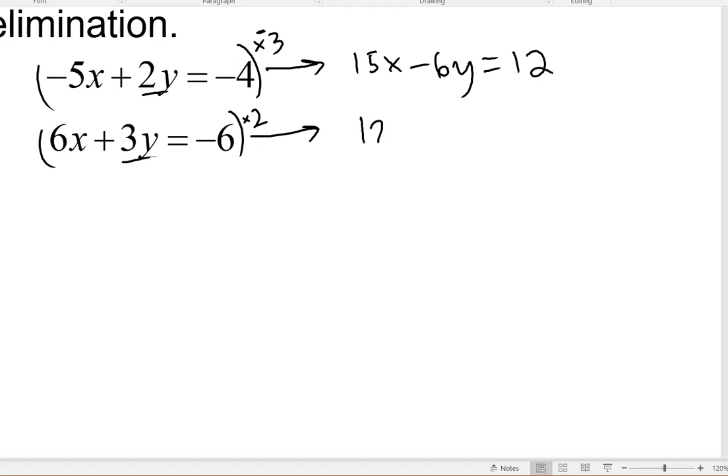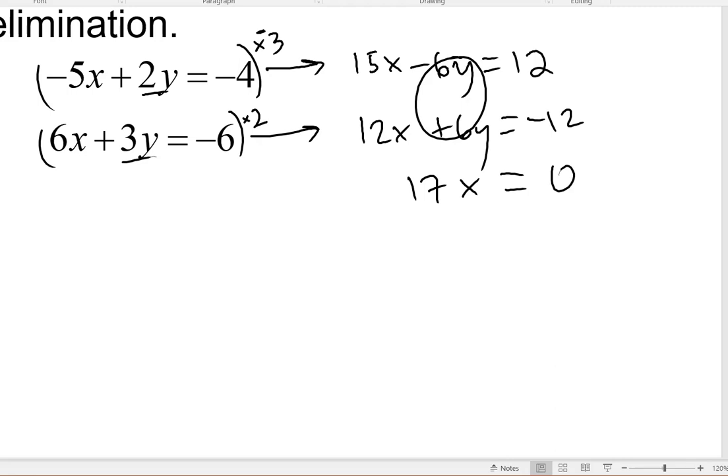This becomes 12x plus 6y equals negative 12. The y's cancel out like we had hoped, and we get that 17x equals 0. Once again, that does not mean no solution. This is a solution. We can divide by 17.